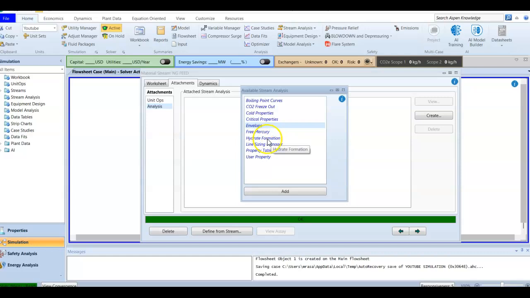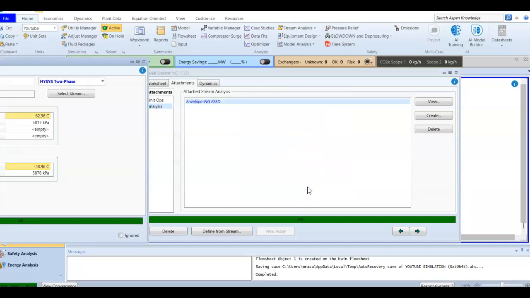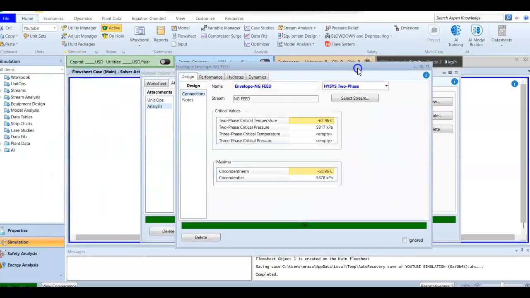The hydrate forms when we have water. In this case, our material stream doesn't have water, so it doesn't make sense to do a hydrate calculation for a stream that actually doesn't have water. But in a real plant, the natural gas usually has water. There will be other analyses here, but now we are looking for a phase envelope. So I'm going to add this one. After pressing it, we will have this envelope information for the natural gas.